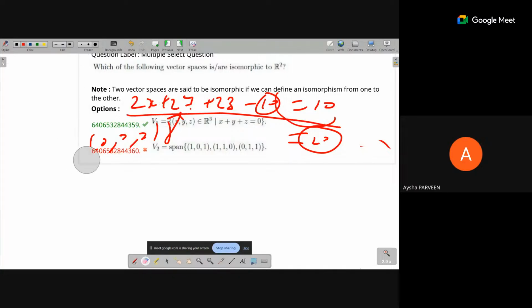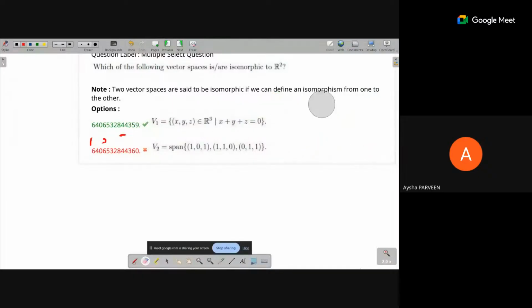If we have plus 10 here, rather than minus 10, then it will become 0. Then it will become 0, so there is no point in having this condition.